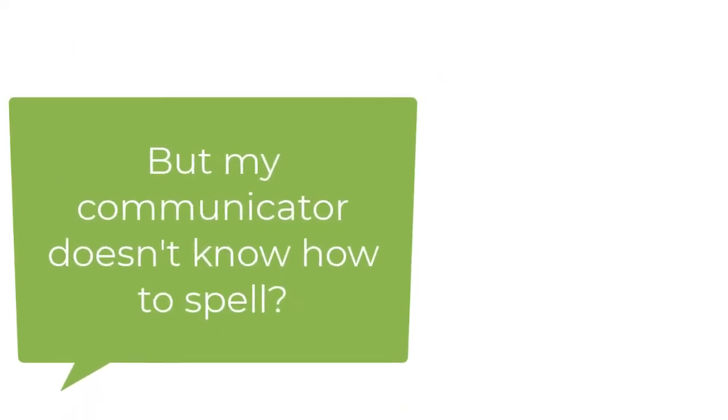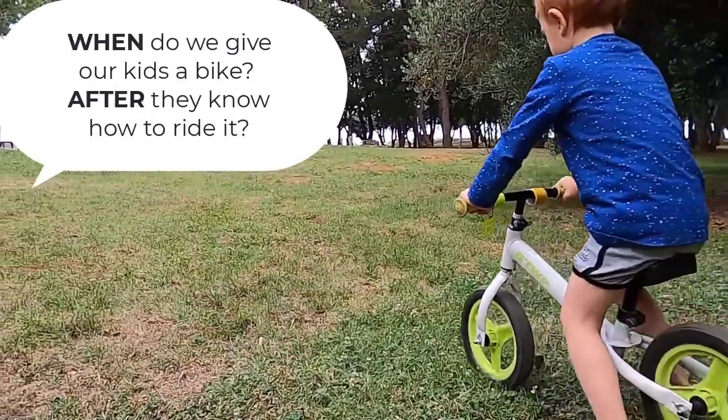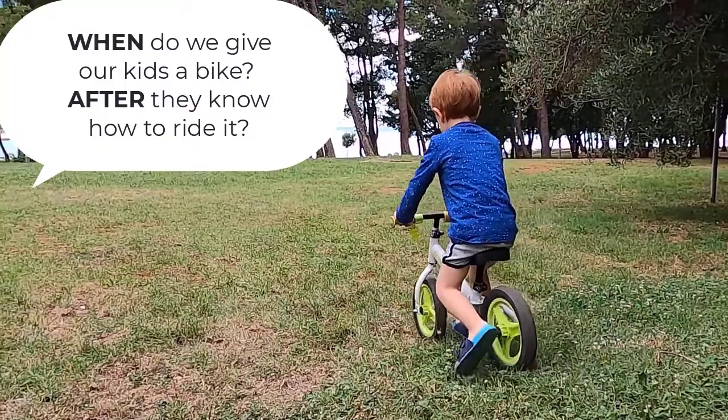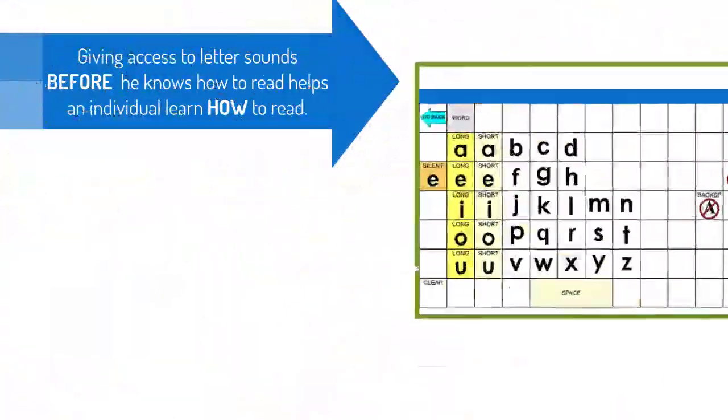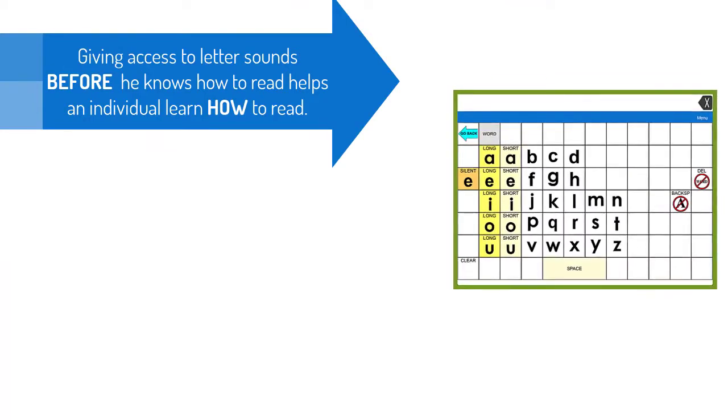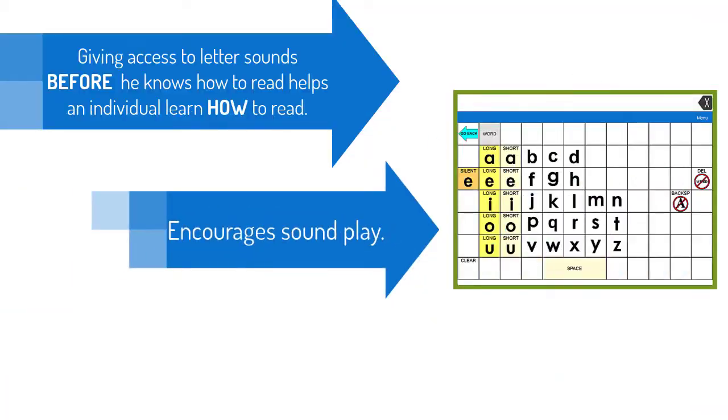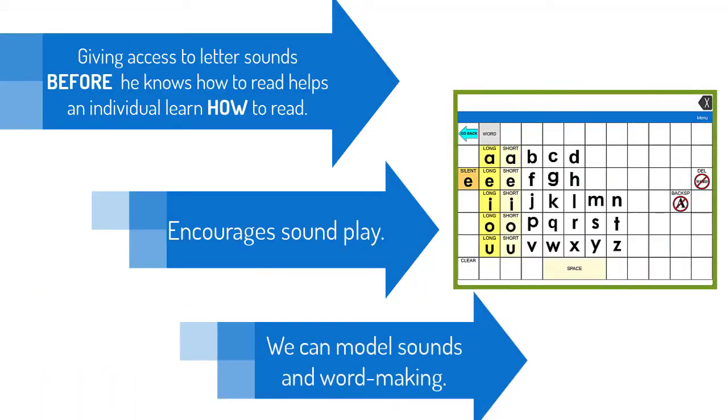Now you may be thinking, but my communicator doesn't know how to spell. Well, when do we give our kids a bike? After they know how to ride it, or before so they can learn how to ride it? Giving access to letter sounds before he knows how to read helps an individual learn how to read. It encourages sound play. And we can model sounds and word making.